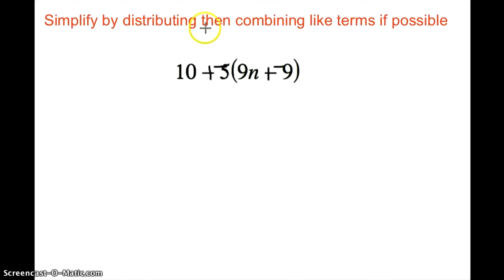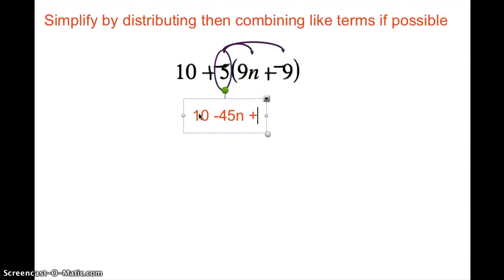So I'm going to now circle what I'm going to distribute, which is this -5. I'm going to draw my arrows, which are indicating that I'm going to multiply this -5 by all terms inside the parentheses. Writing down the 10 because I did nothing with it. -5 times 9n is -45n because n is its last name. -5 times -9 is a positive 45.